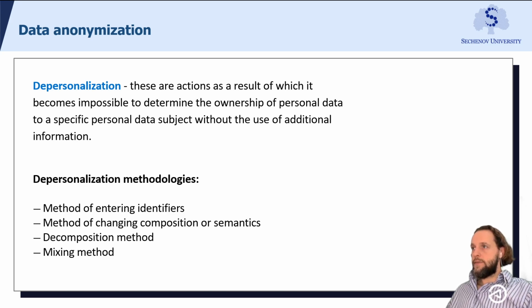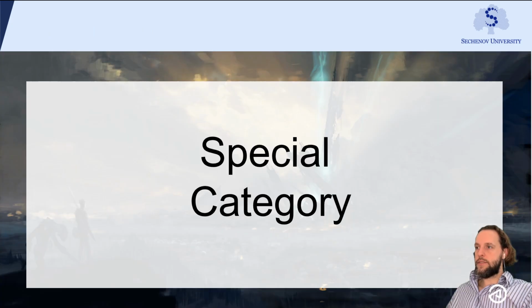And there are several methods how this information could be depersonalized, and of course we can just erase the name and other unique features of this data. We could introduce random identifiers in this data. This data could be decomposed and mixed, so some parts of this data will be joined with parts of this data from other users.